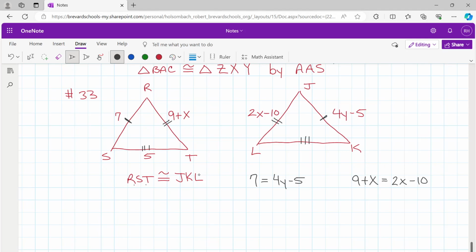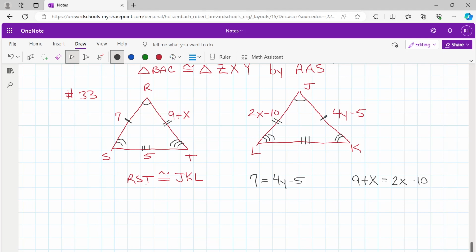Okay? Dealing with angles, what's angle R congruent to? J, good. And angle S is congruent to K. And that leaves angle T congruent to angle L. So whether you're finding angle measures or you're finding side lengths, use your congruent statement to label your congruent pieces, sides and or angles, and then use your tick marks or arc marks to write your expressions to solve for the variables.